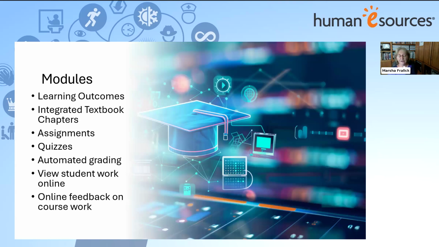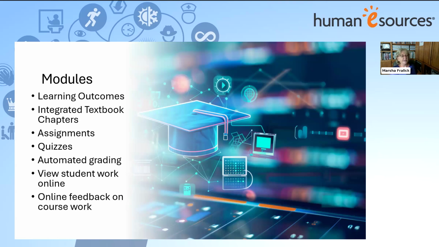Today I'll be sharing some organizational tips for Canvas or other course management systems. I'm excited to share these things about modules. I think one that maybe people haven't seen very much are the integrated textbook chapters and interactive course material, being able to view that material online, grade it online, and have that grade automatically placed in the gradebook.